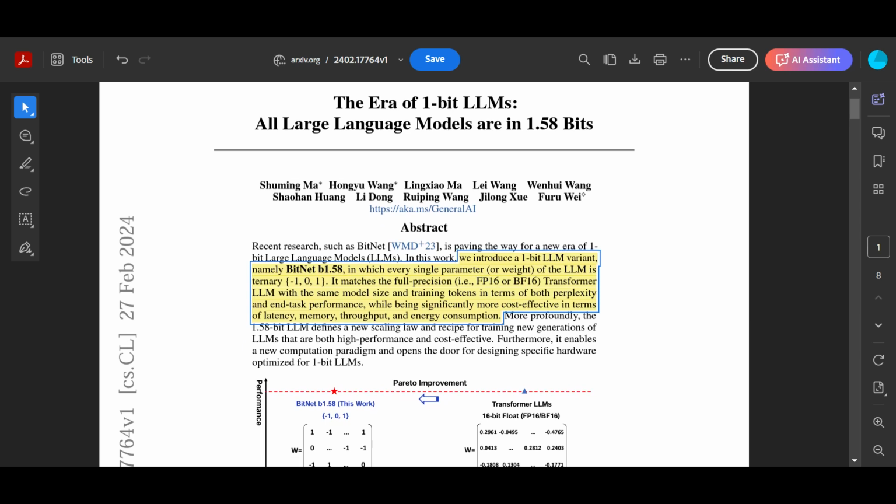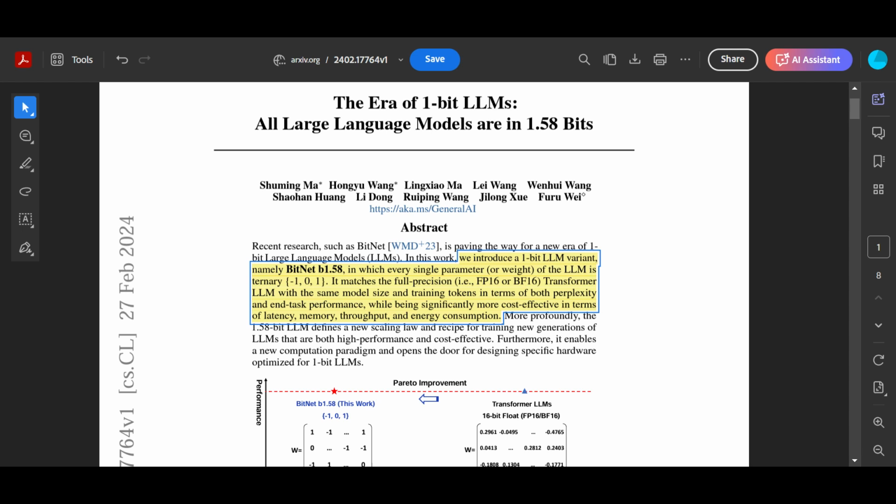So it says we introduce a 1-bit LLM variant called BitNet b1.58 in which every single parameter or weight of the LLM is ternary. That is, it takes values -1, 0, or 1. It matches the full precision transformer LLM with the same model size and training tokens in terms of both perplexity and end task performance, while being significantly more cost effective in terms of latency, memory, throughput, and energy consumption. So now let's break this down.